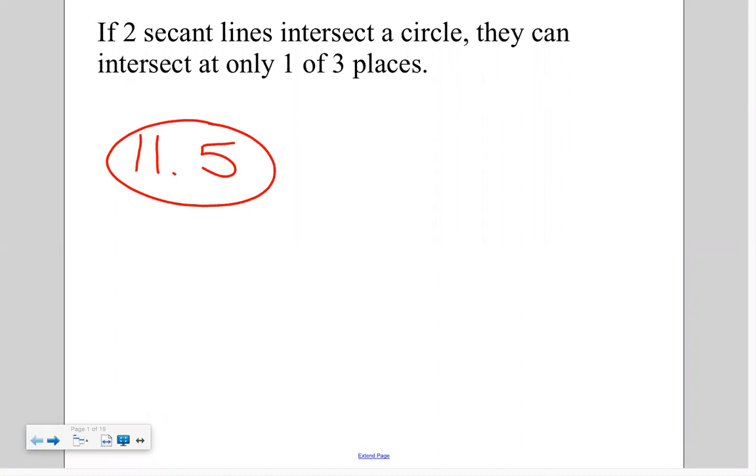All right, so we should probably make sure we understand what secant lines are. When we have a circle, last week we talked about chords, and a chord was a line that had its endpoints on the circle.